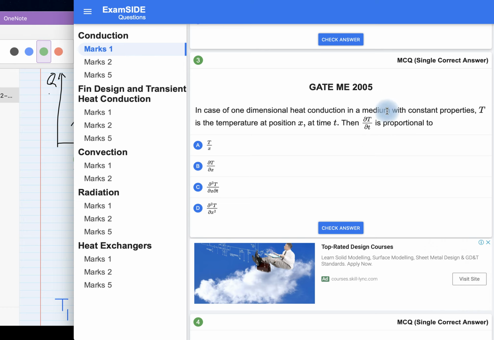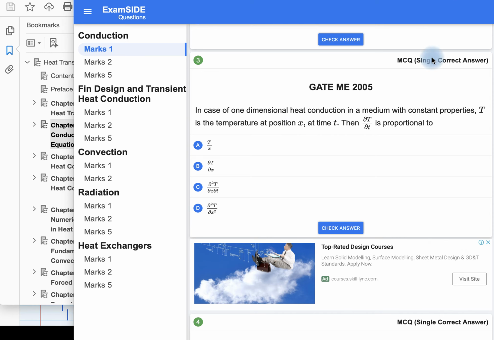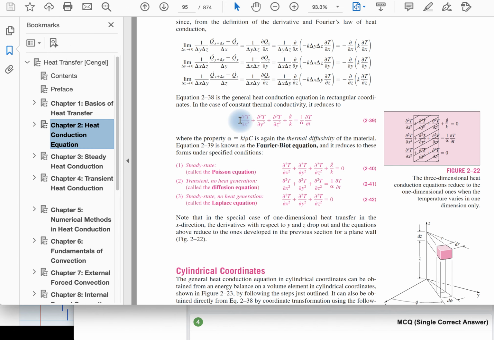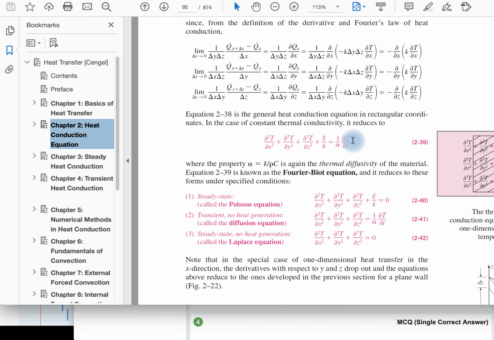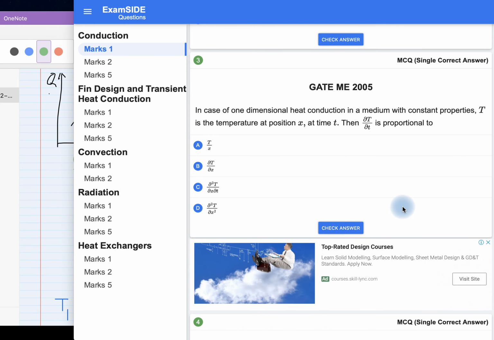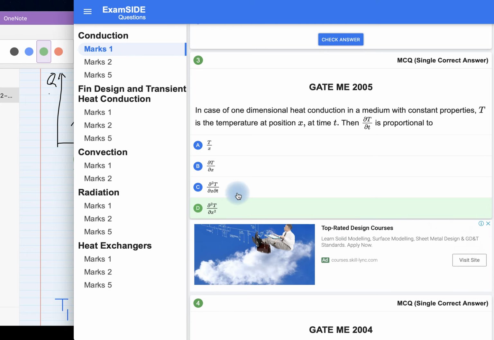In case of one-dimensional heat conduction in a medium with constant property, T is the temperature at the position x and at time t, then del T by del t is proportional to. So this is our heat conduction equation, so I will take the help of the generalized heat conduction equation, which is this one. So del T by del t is proportional to del 2T by del x square. So my correct answer will be this one, del 2T by del x square. So we will check. Correct option is D.